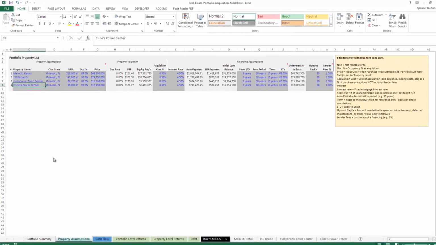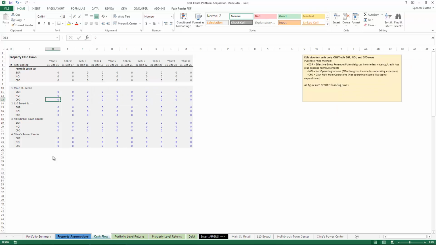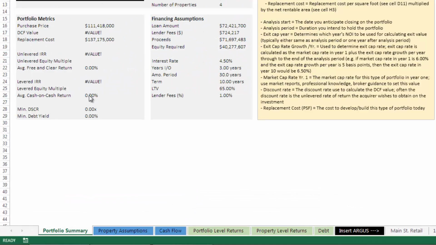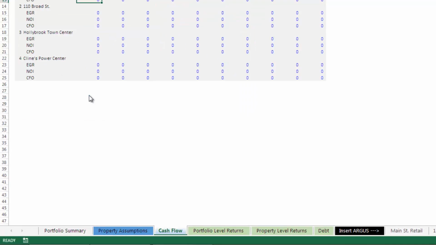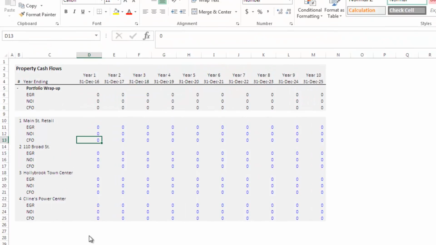The next thing we're going to do is drop in the cash flows for each property, and that's done here in the cash flows tab. Again, the tabs here in blue are our input tabs, with the exception of the summary tab, which has some inputs, and that is in just, I guess, no color whatsoever. So we have the cash flow tab. There's 3 cash flows for each property that we're going to need to drop in. The first is our effective gross revenue, the second is net operating income, and the last is the cash flow before financing, or cash flow from operation.